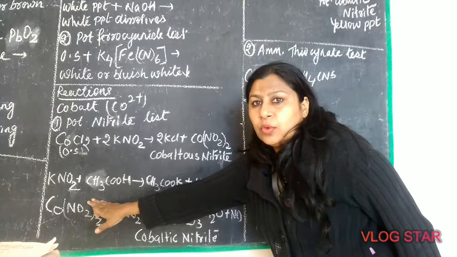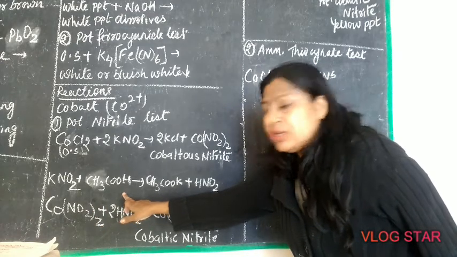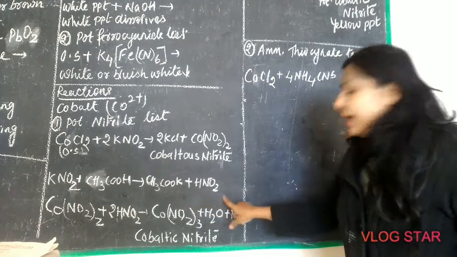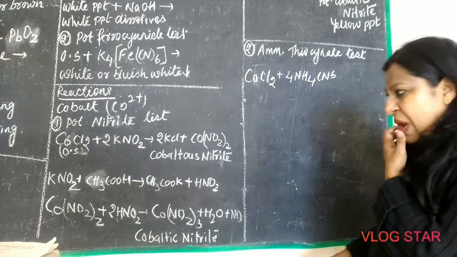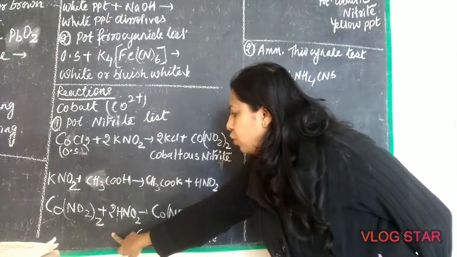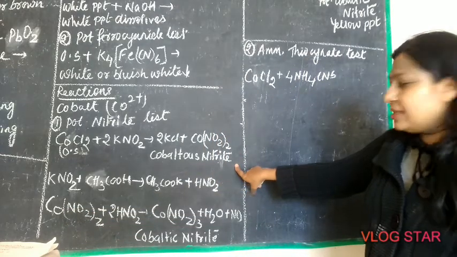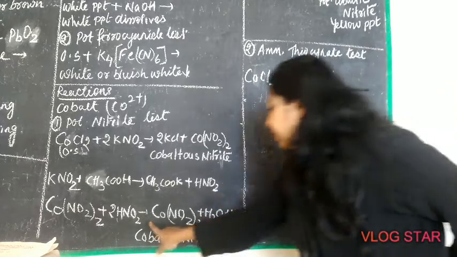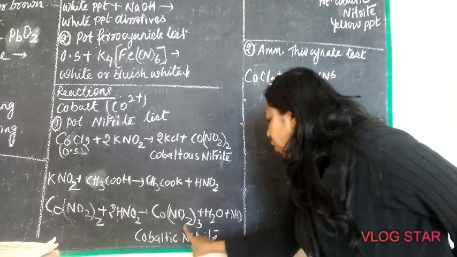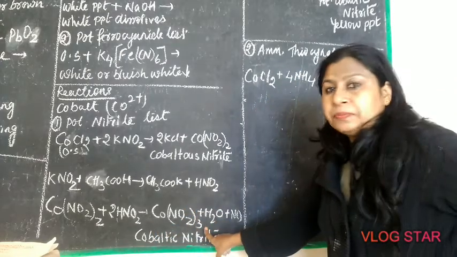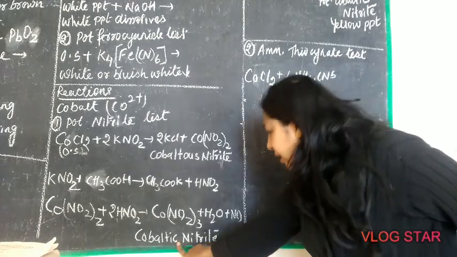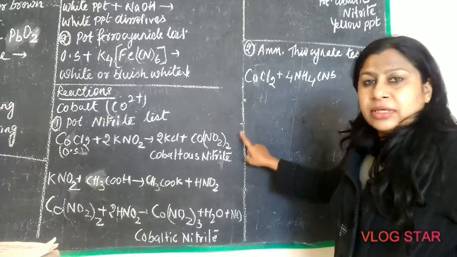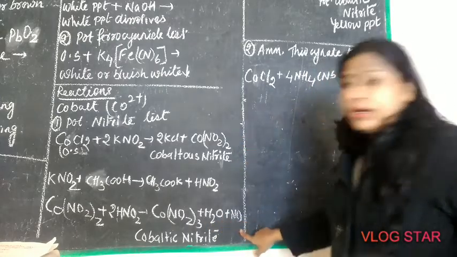Then KNO2 plus CH3COOH gives CH3COOK plus HNO2. Now Co(NO2)2, this is the cobaltous nitrite, plus 2HNO2 produced here gives Co(NO2)3. This is cobaltic nitrite, cobaltic and cobaltous. Only the difference is your NO2 plus H2O and NO.